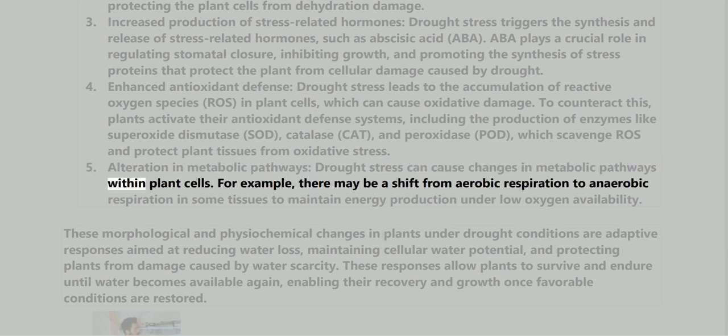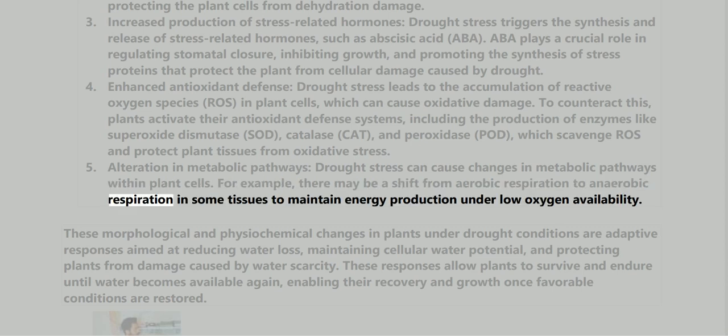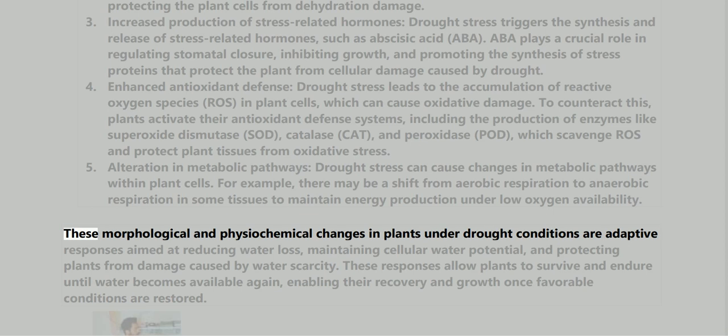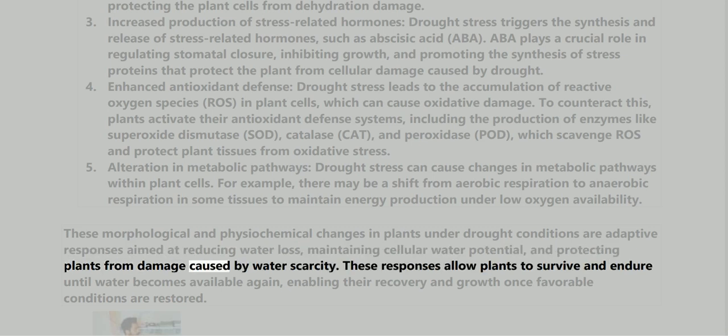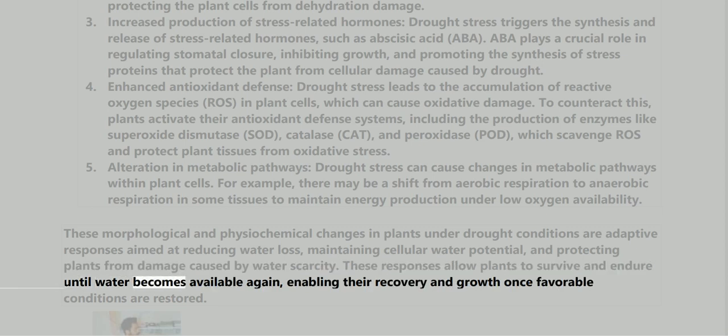For example, there may be a shift from aerobic respiration to anaerobic respiration in some tissues to maintain energy production under low oxygen availability. These morphological and physiochemical changes in plants under drought conditions are adaptive responses aimed at reducing water loss, maintaining cellular water potential, and protecting plants from damage caused by water scarcity. These responses allow plants to survive and endure until water becomes available again, enabling their recovery and growth once favorable conditions are restored.